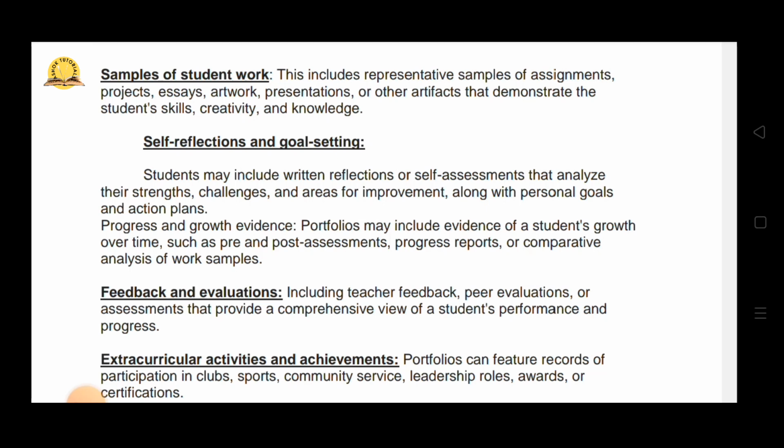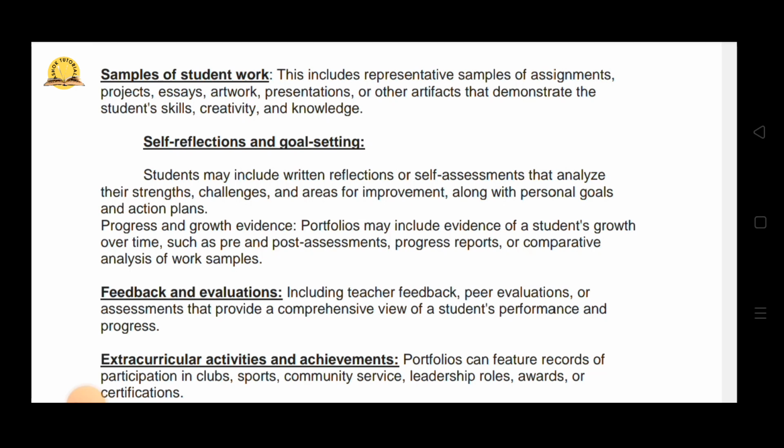Self-reflection and goal setting. Students may include written reflections or self-assessments that analyze their strengths, challenges, and areas for improvement, along with personal goals and action plans. So it says that students may include written reflections. They may write the improvement areas, the strengths they have, the weaknesses they have, the challenges they have, which may be improved using different techniques, or in a different way by taking different actions, different plans. So that also can help the student to reflect. Now, progress and growth evidence. So this also serves as the progress and growth evidence of the students.